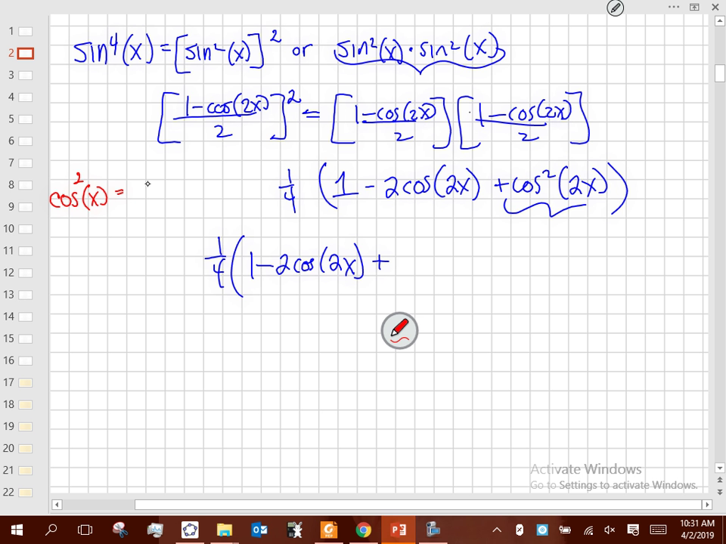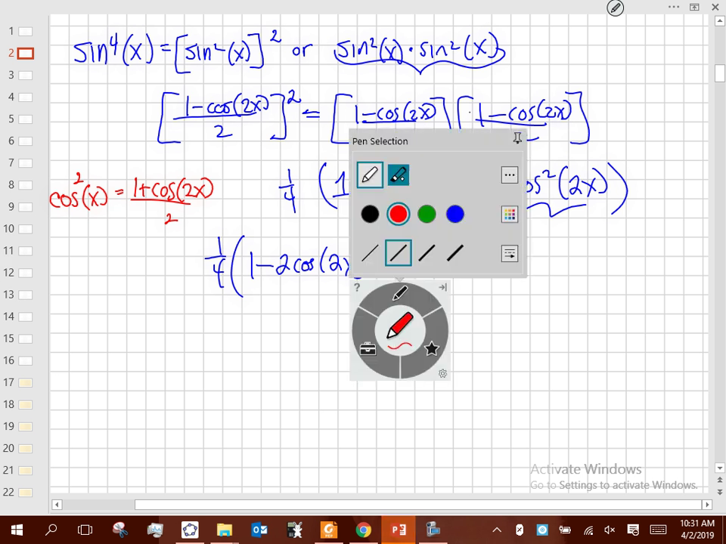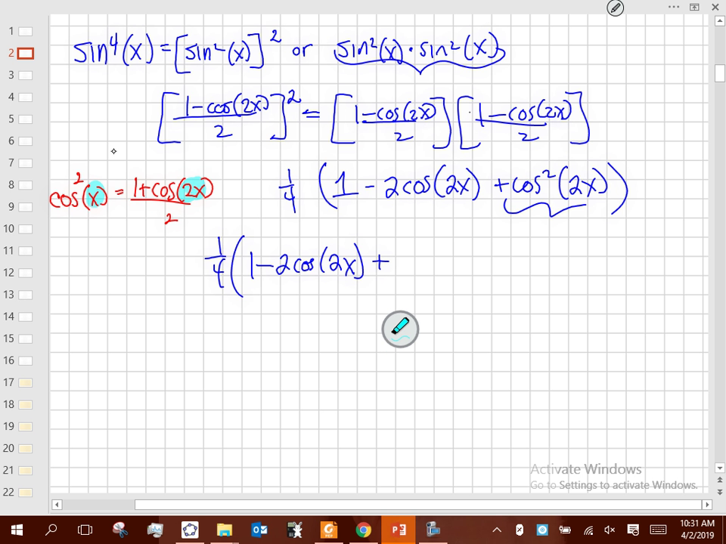Cosine squared of x was equal to 1 plus cosine of 2x over 2, right? Looking at that setup and that formula, this x and that 2x, what's the relationship between those two things? They're what to one another? Yeah, they're a multiple. This is a multiple of 2, right?